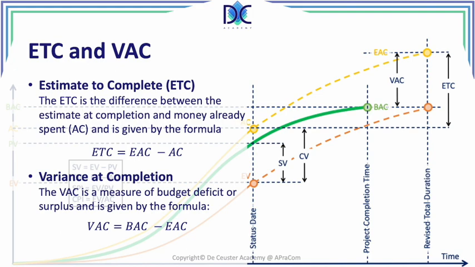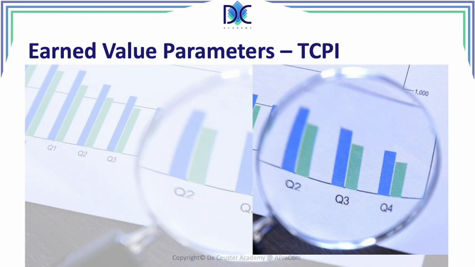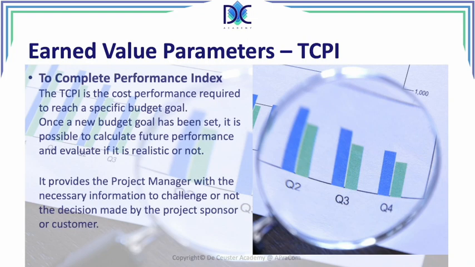We can also look at some other parameters. We have the to complete performance index, or the TCPI. This is the cost performance index required to reach a specific budget goal. What happens at a certain moment, the management or the sponsor may say, well, this is your new budget to complete the project. Based on this, we can evaluate what future performance we have to realize. So what is the CPI which we have to maintain to reach the new budget?